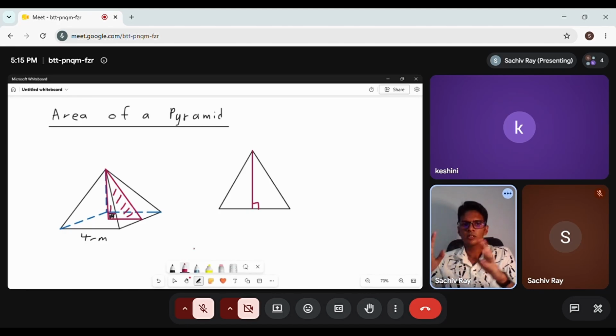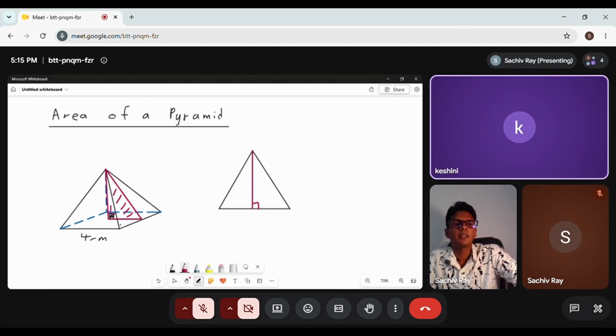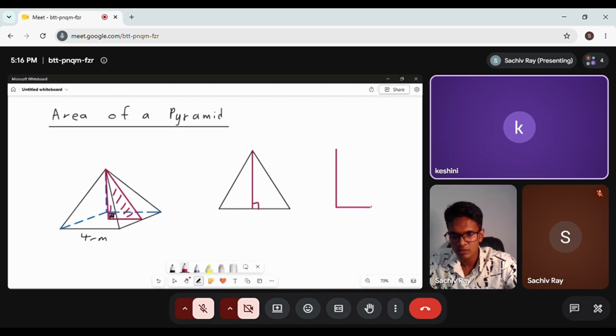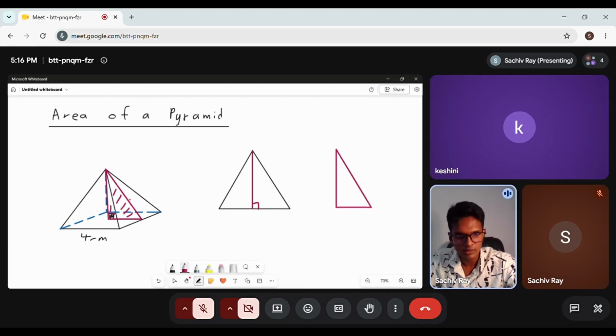Now we know that a pyramid has four triangles. We'll leave the square part, since the square part is solved and easy. The surface area of that square is 16 square centimeters. Now this pink triangle, what is the length of this part? If I draw the pink triangle separately, it's going to be like this.